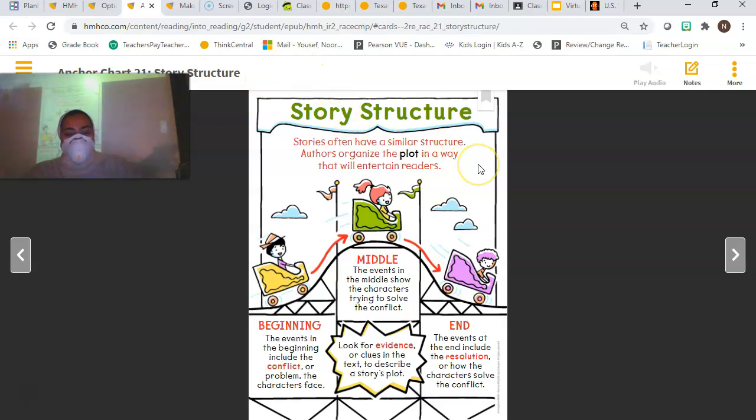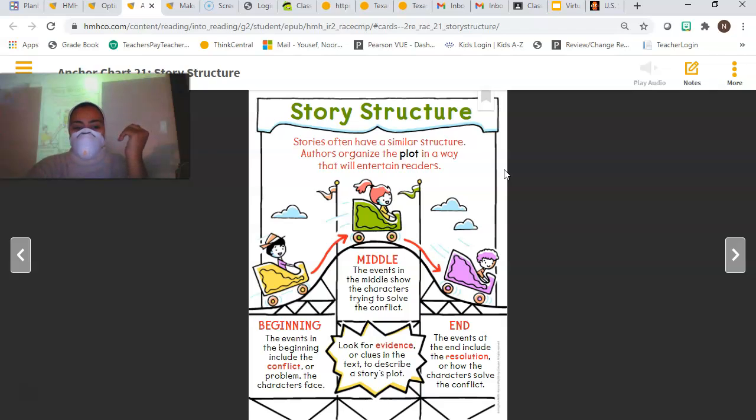Stories often have similar structure. Authors organize the plot in a way that will entertain readers. So if we're talking about what is the author's purpose of writing this, he's entertaining us. They entertain us by giving us three parts of a story, a beginning, middle, and end. You guys have experienced this when we do our writing, right? You always have a beginning, introduction, and then the middle is the body, and then the end.